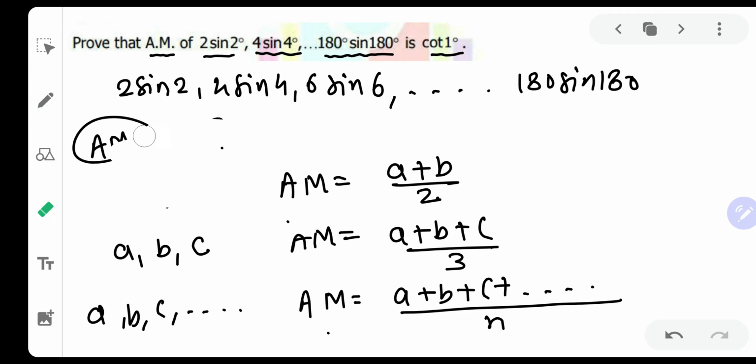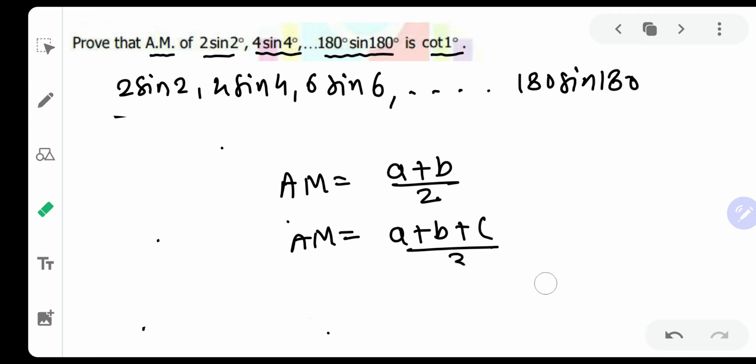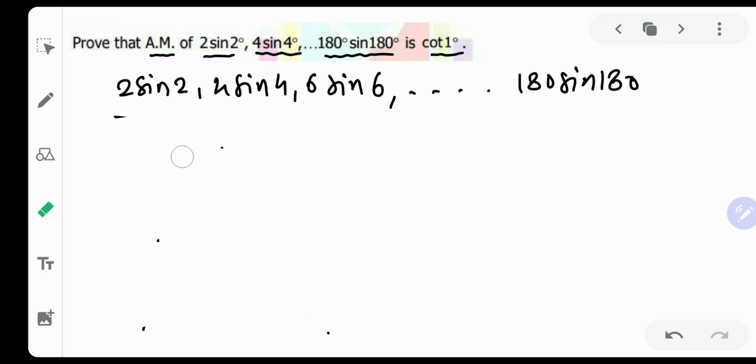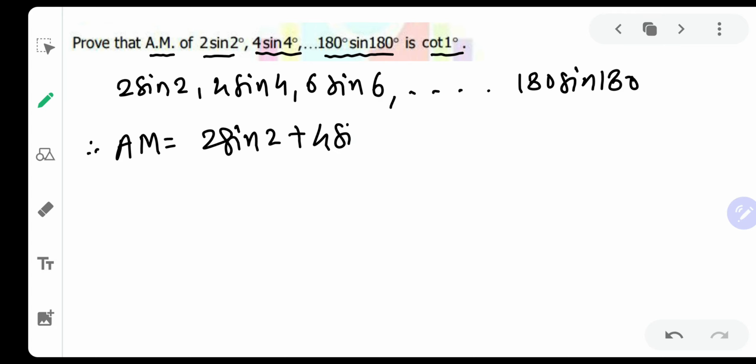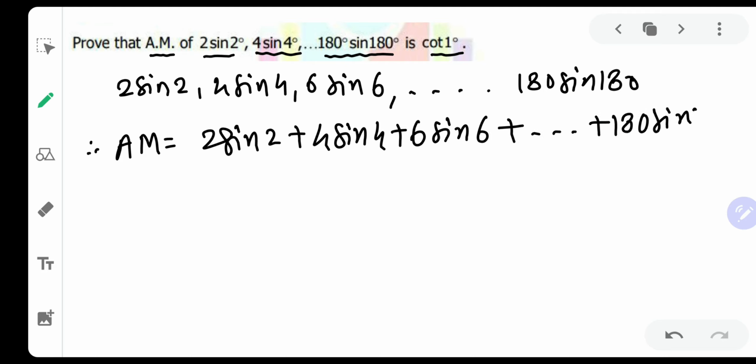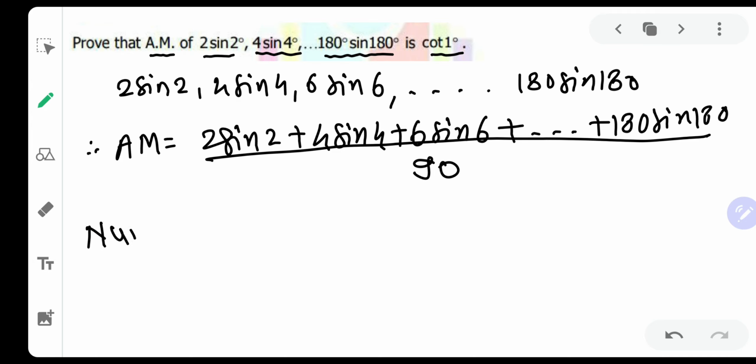Now let us understand how many numbers are there: 2 sin 2, 4 sin 4, 6 sin 6 and so on up to 180 sin 180. So there are total 90 numbers which we need to add. Therefore AM will be equal to 2 sin 2, 4 sin 4, 6 sin 6, it is all in degrees, up to 180 sin 180 divided by 90. This is our AM. Now how to calculate it further? So let us concentrate on the numerator.